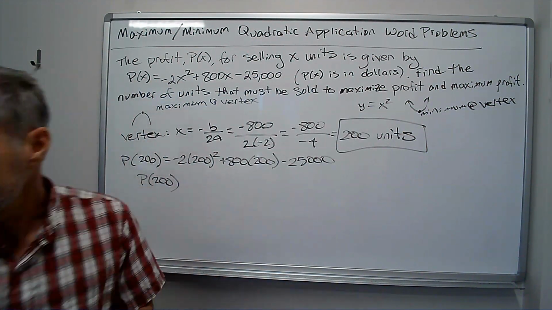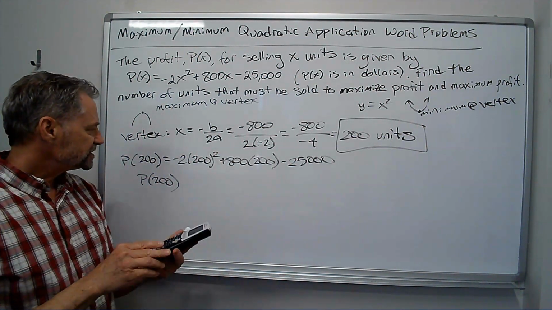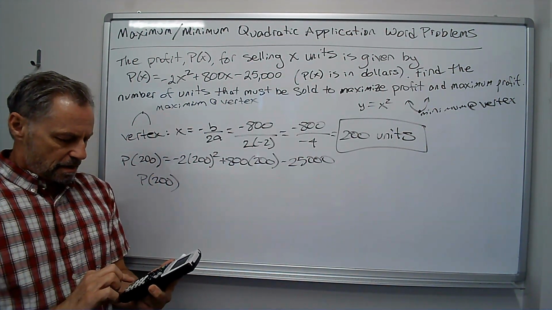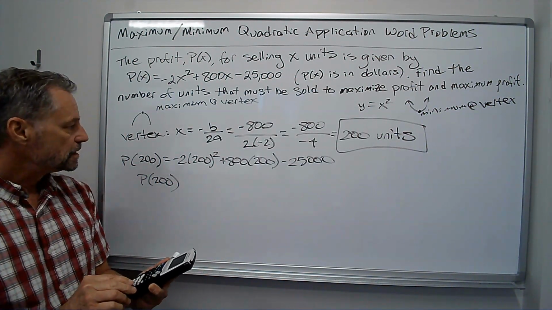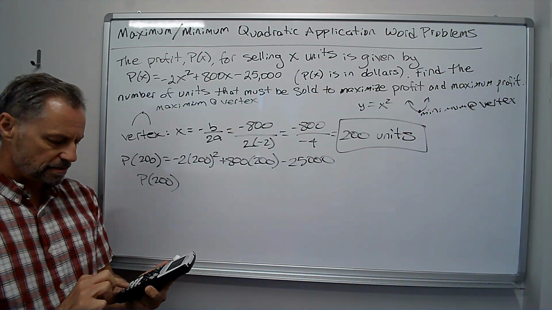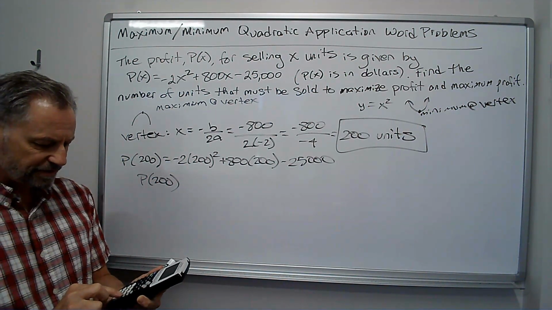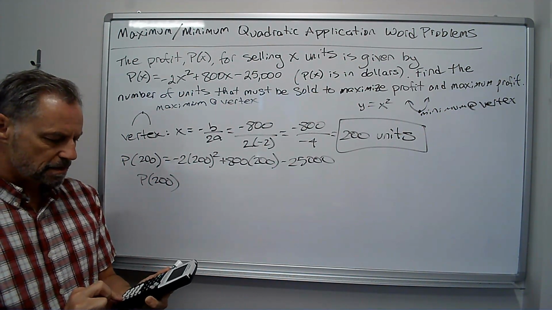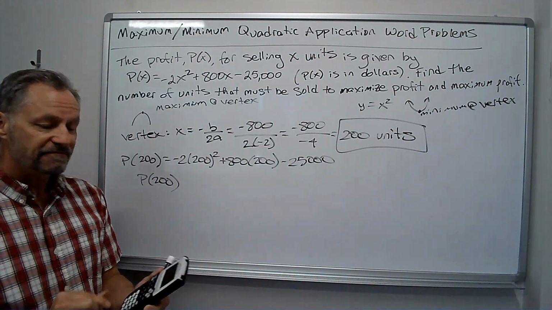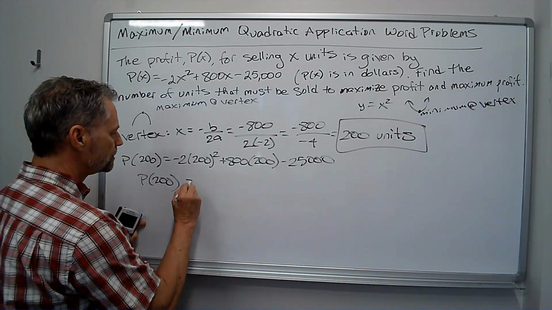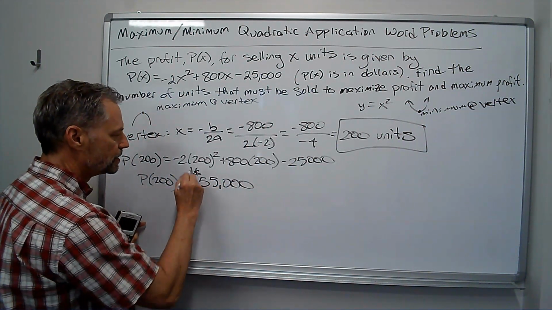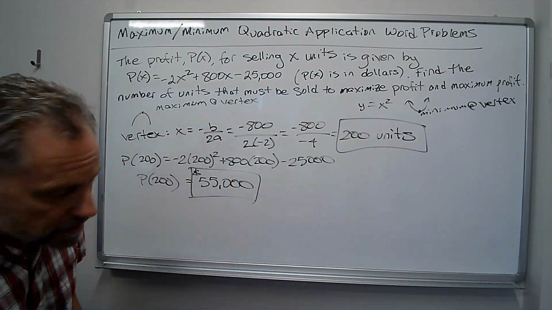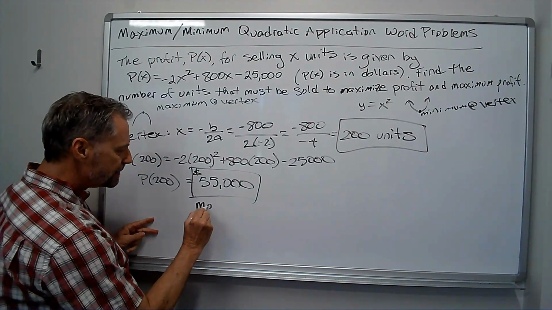I'm going to grab my calculator. Let's see what this is. So I go negative 2 times 200 squared plus 800 times 200 minus 25,000, and I get $55,000. So that's my maximum profit.